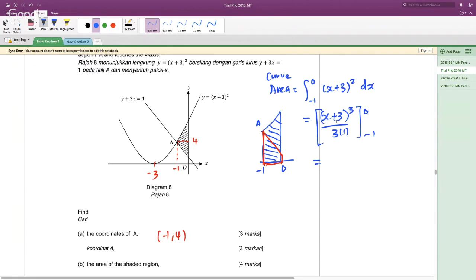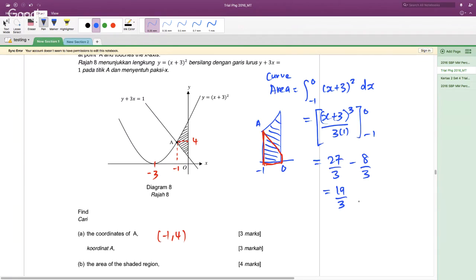So what I will do is substitute 0 into the x here. I will get 3 to the power of 3, which is 27 over 3. Minus, I substitute -1 into the x here. I will get 2, and 2 to the power of 3 is 8. So I get 8 over 3. Therefore, the answer for the whole curve is 19 over 3.